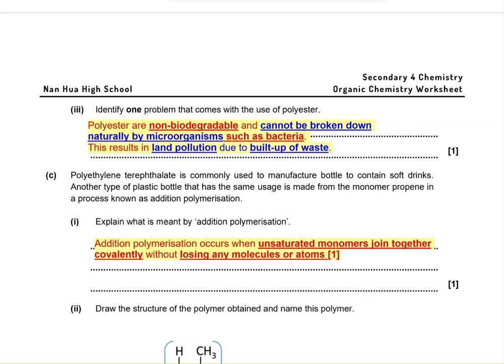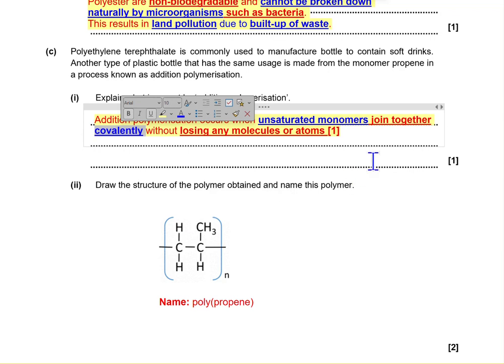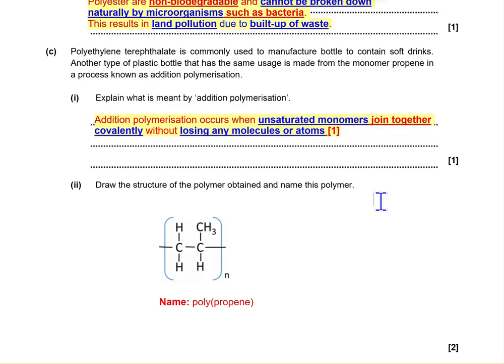Next one. Just now we talked about condensation polymerization, right? So now we talk about addition polymerization. This worksheet actually helps to bring you through certain factual things like the meaning of condensation and addition polymerization. So addition polymerization is when unsaturated monomers join together. Keyword unsaturated, join together covalently. Now remember this, join together covalently without losing any molecules or atoms. Nothing is lost. If it's condensation, there is the loss of a small molecule, so there's a difference.